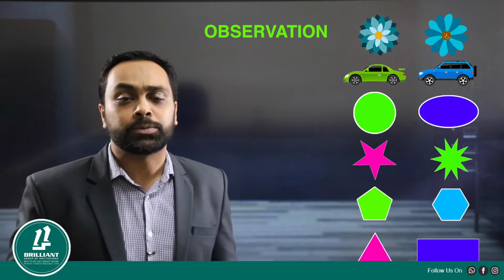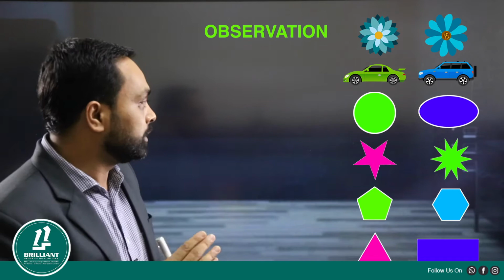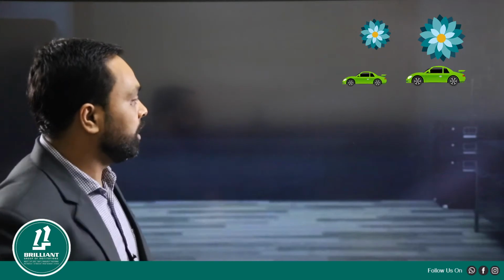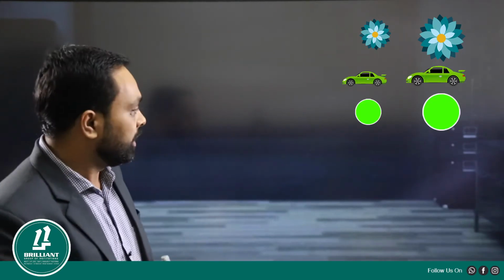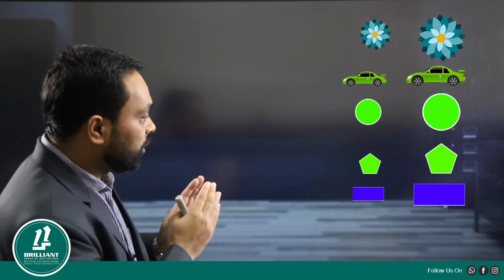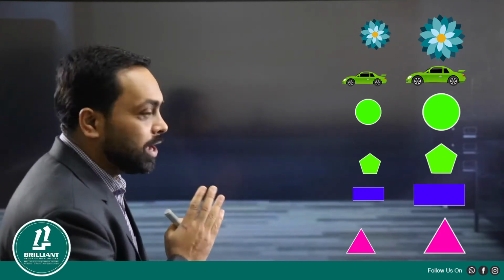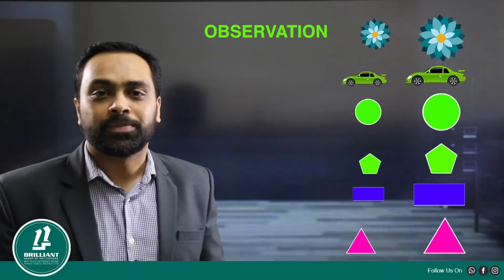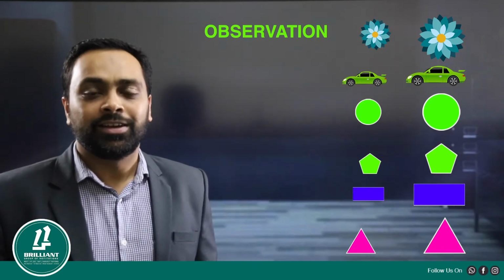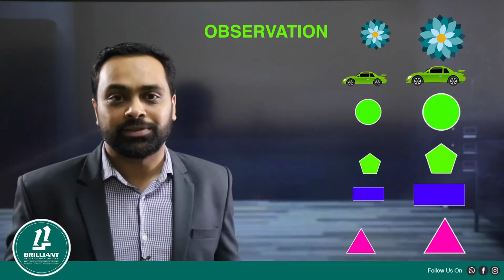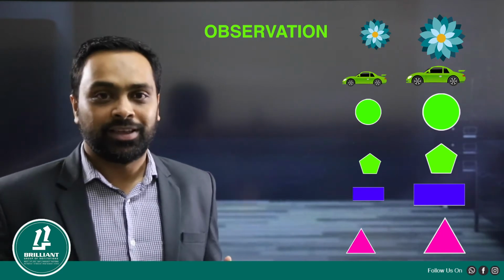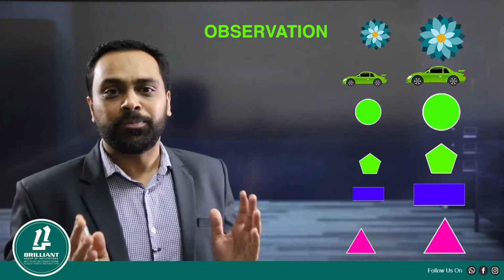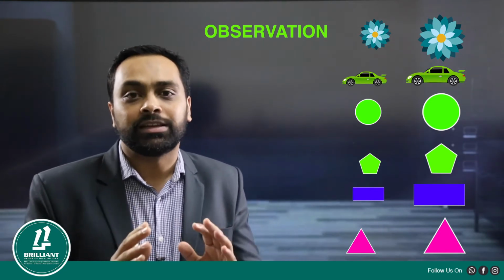Okay, let's observe some more sets of pairs of objects. Here you can see a pair of flowers, a pair of cars, a pair of circles, a pair of pentagons, a pair of rectangles and a pair of triangles. In this collection, what is your observation? Now you can see that all the objects are in the same shape. Correct? But are all in the same size? No. All are in the same shape only, but they are different in sizes.